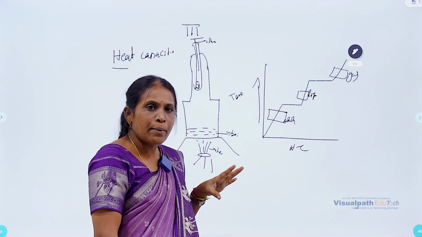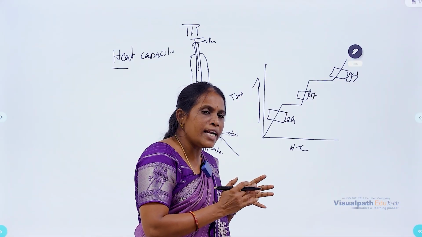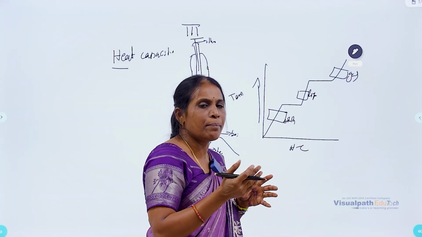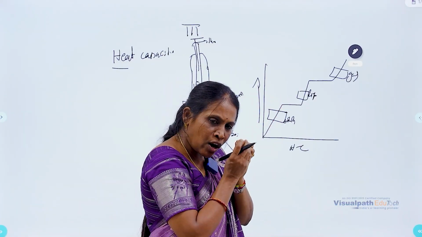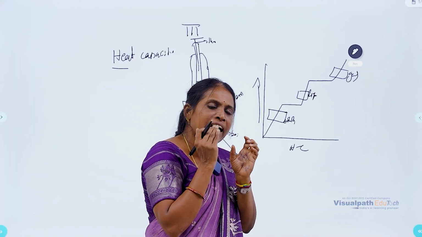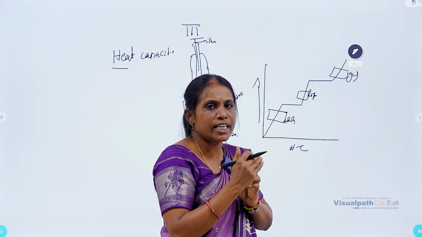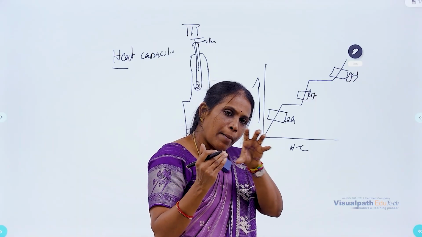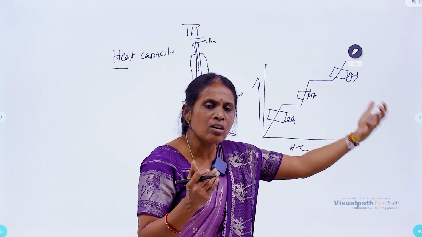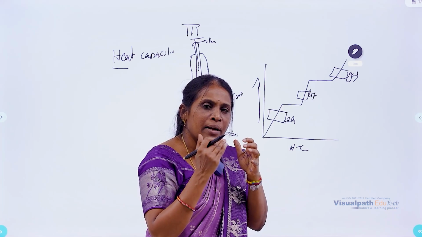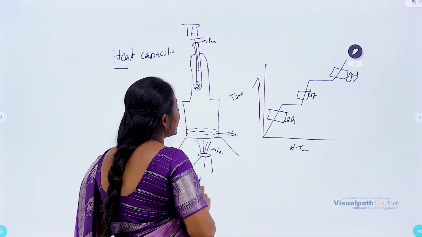The temperature remains constant until that solid, with all its molecules, completely converts to liquid. Up to that point the temperature is constant. Once all the solid is converted to liquid, then the temperature also changes. Otherwise it maintains the same temperature. So that is about the heat capacity.